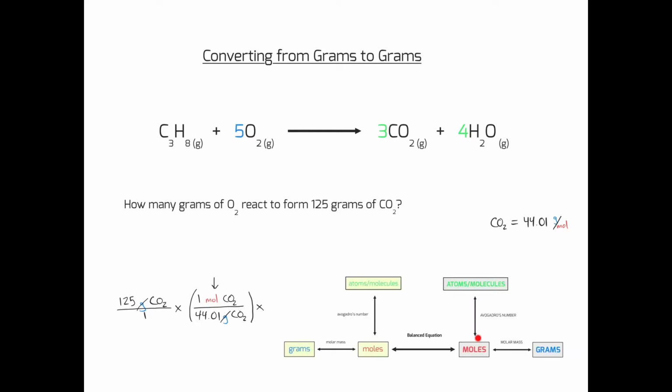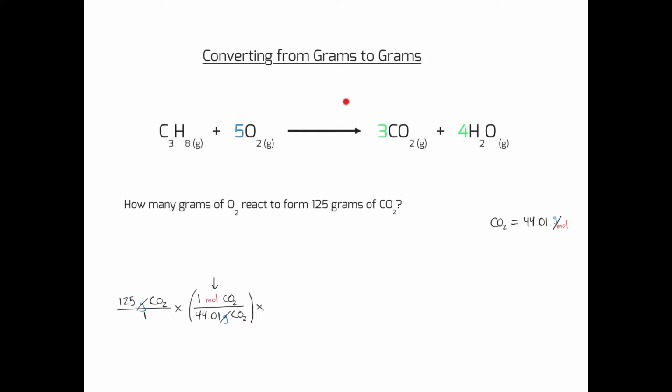So now we're at this point of the diagram, which means the next step is to use the balanced equation to convert from moles of CO2 to moles of O2. So if we look at our balanced equation, we can see that we have 5 moles of O2 for every 3 moles of CO2. And again, we set up our conversion factor, making sure that our units cancel. So we have moles of CO2 on the bottom, which can cancel with the moles of CO2 on the top here. So these moles of CO2 cancel with these moles of CO2, and now we have moles of O2.